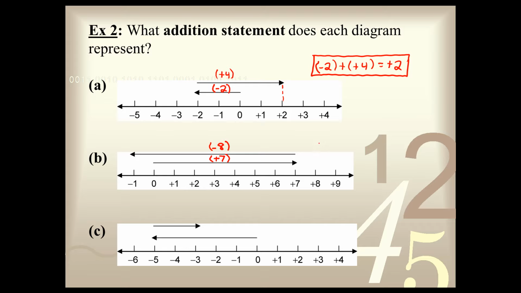And then if we write down the addition statement, I'd have positive 7 plus negative 8 is equal to, just look at where this one ends at, go straight down, it ends at negative 1. I guess I should put brackets up here for this guy.